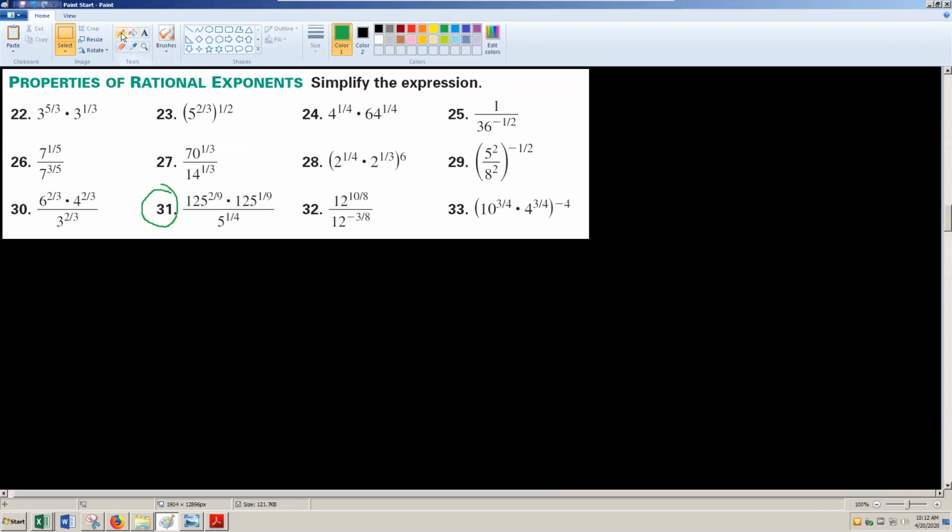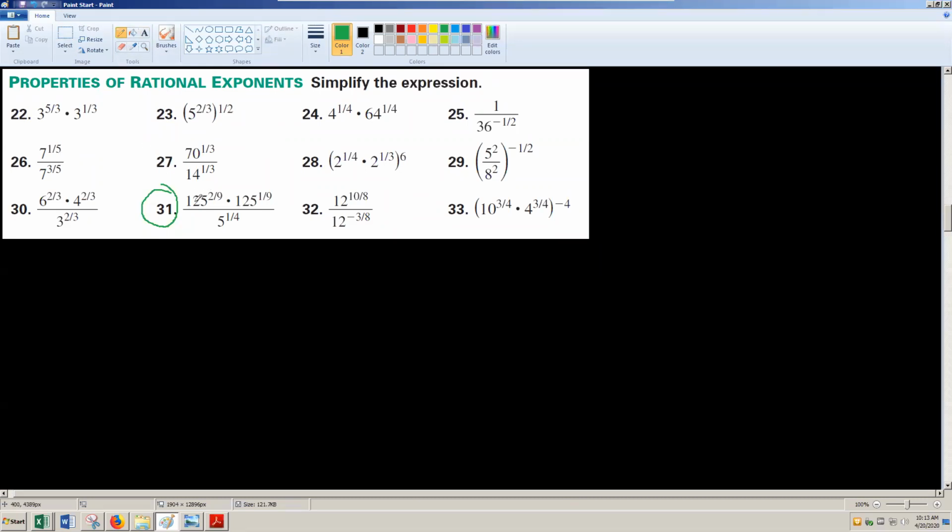So let's start with 31 here. I just want to simplify the expression. The biggest thing I would advise you guys to get in the habit of doing is starting to break down these numbers. When you see a 125, I don't want to think of it as a 125. I want to think about it as 5 to the third. But before we get into that, let's just do the multiplication part on top.